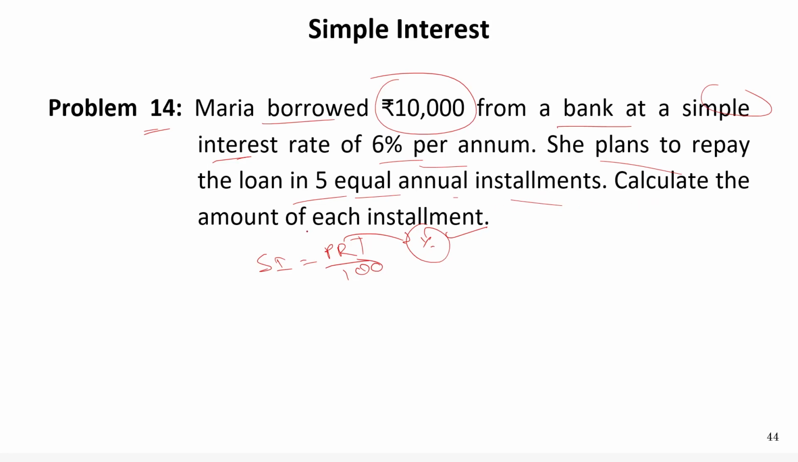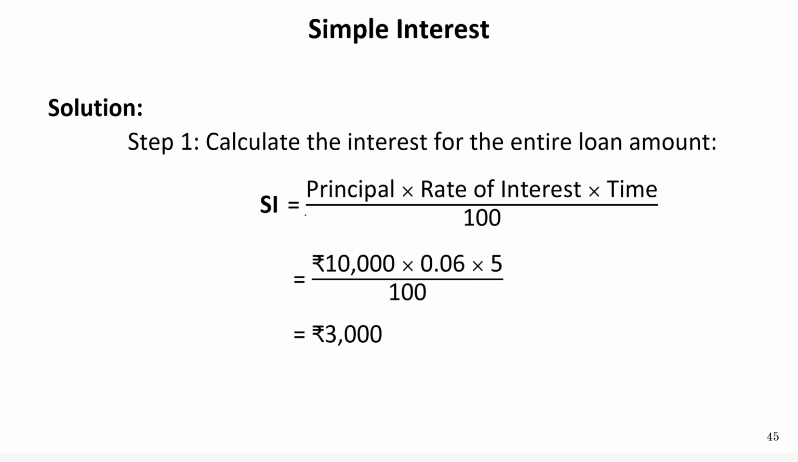So to calculate the amount of each installment, what we need to do is calculate the total interest. So the interest for the entire loan amount will be principal into rate of interest into time by 100, because the rate of interest is given in percentage here. So this will be nothing but 6. So by cutting the zeros out from here, what we are left with is 600 into 5 is equal to 300. So there is a slight typo here. So what we are left with is 3,000.